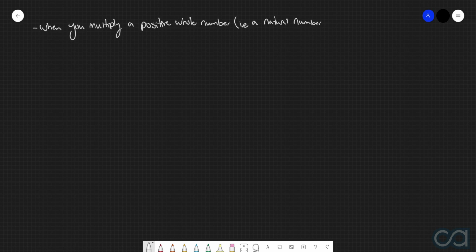Now, effectively, a square number is the result of when you multiply a whole number, or in other words, a natural number, by itself. And sometimes, depending on what type of teacher you have, they may refer to square numbers as perfect squares. So we have to understand that perfect squares and square numbers mean the exact same thing.